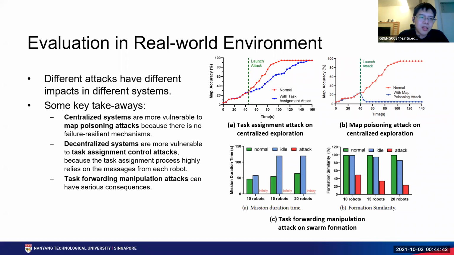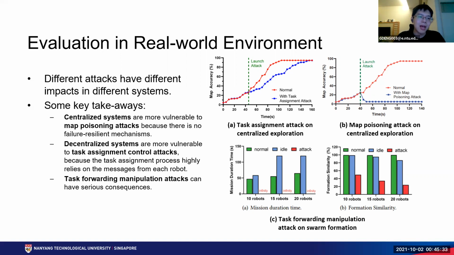So different attacks have different impacts in different systems. Here we give some key takeaways for your information. Generally speaking, centralized systems are more vulnerable to map poisoning attacks because the map generation is fully based on one centralized controller, and there is no failure resilient mechanism. On the contrary, in the distributed systems, the robots can aggregate their maps in a more fault resilient way, and the attack will cause outcomes that are not as serious as what happens in the centralized systems.